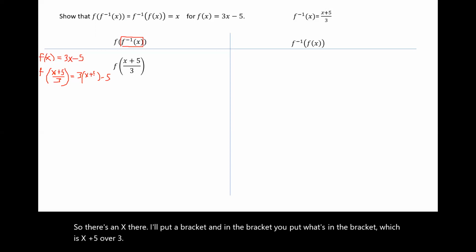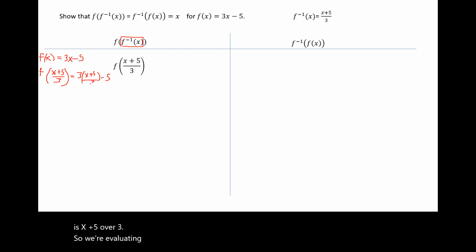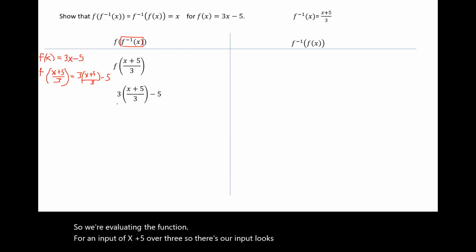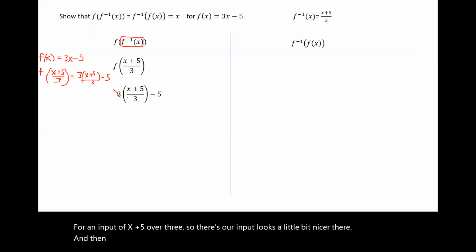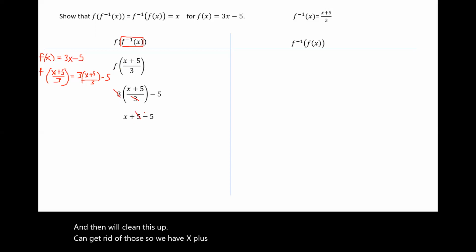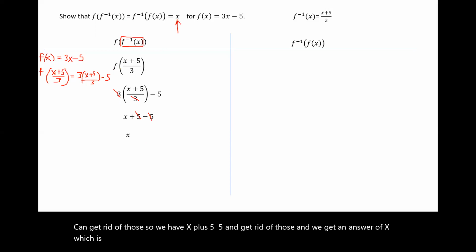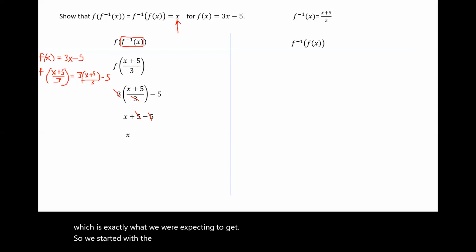So we're evaluating the function for an input of x plus 5 over 3. So there's our input. Looks a little bit nicer there. And then we'll clean this up. We can get rid of those, so we have x plus 5 minus 5. We can get rid of those, and we get an answer of x, which is exactly what we were expecting to get. So we started with the inverse, we calculated the function value of it, and the function undoes the inverse and gets you back where you started.